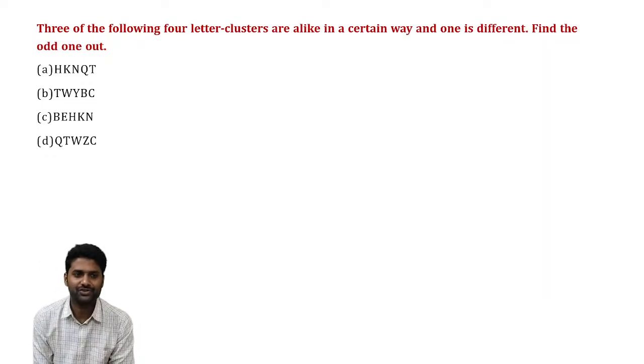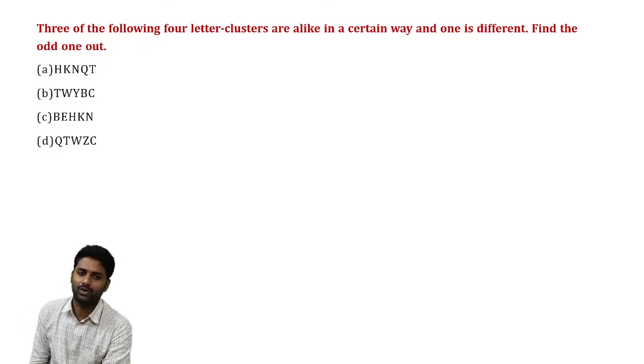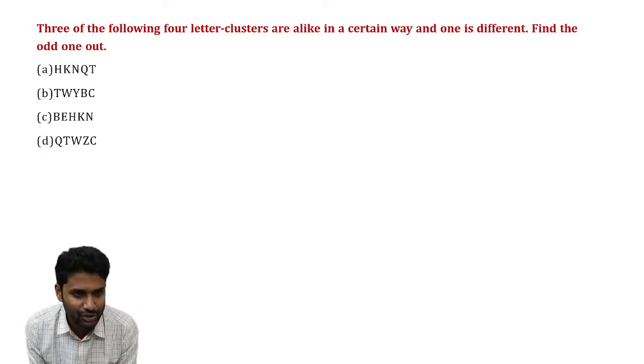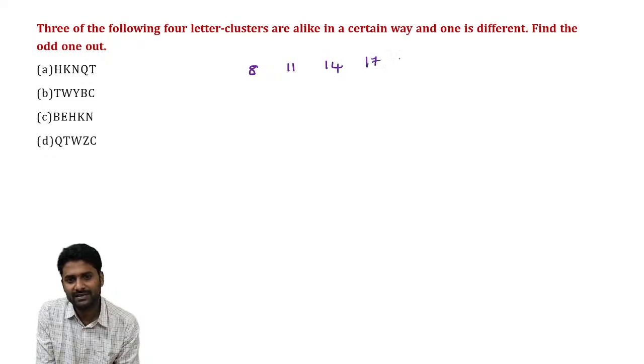Yes, very good, Rajesh. Let's go through this question. Out of four, which one is the odd one out? We have H, K, and Q, T. Let me take the alphabetical positions for your understanding: 8, 11, 14, 17, 20, 23, 25, and we have the second letter and third letter.